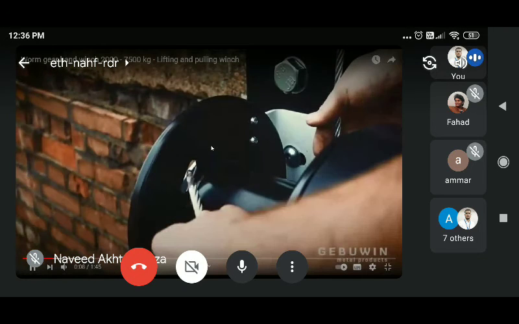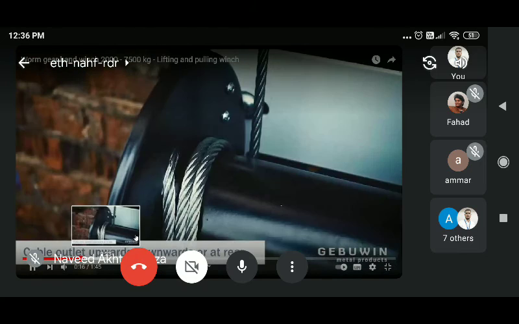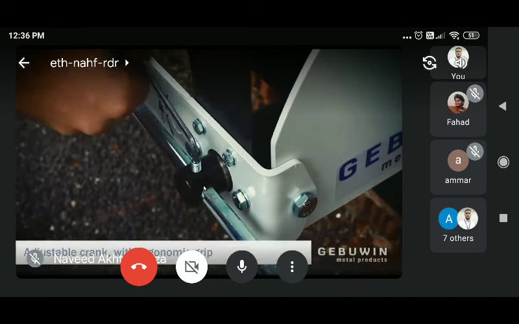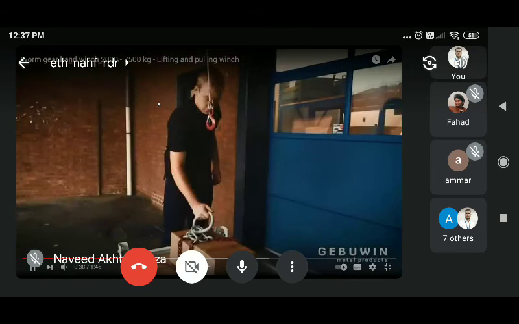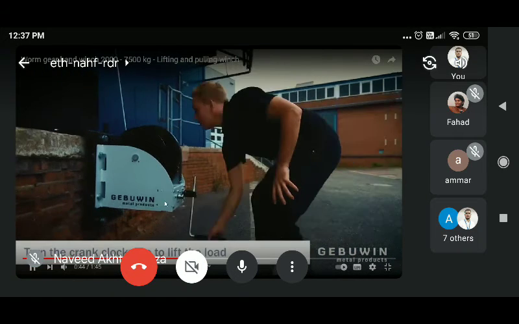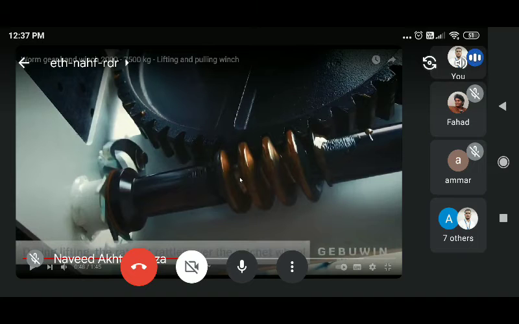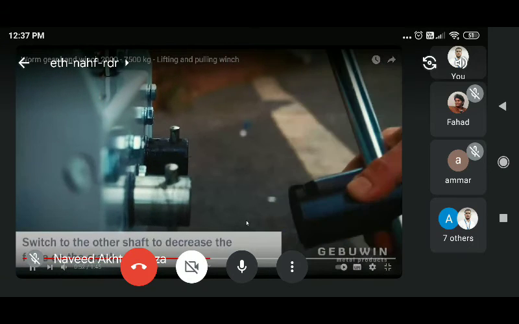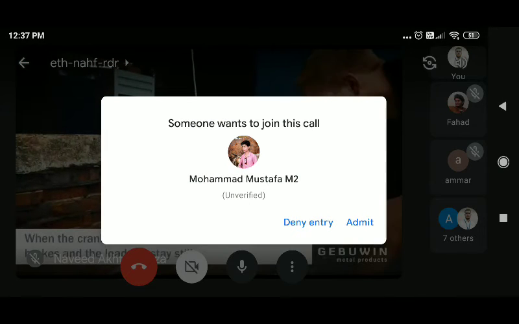Now you can see the video of how the worm and worm wheels are working. These heavy loads we have to lift by the arrangement of worm wheel. This is the effort wheel, and you see the worm and worm wheel are rotating, and they are lifting it. See, this load is lifted.